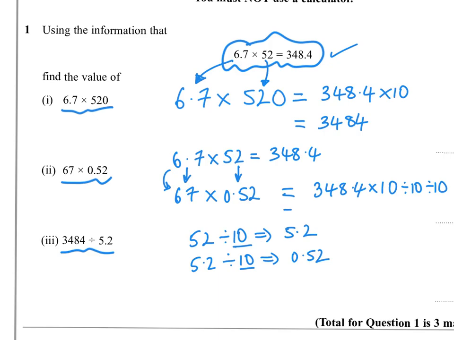So what would the answer be? Well, if we times something by 10 and then divide by 10, we're actually doing nothing to it, we're just timesing it by 1. So these are as good as cancelled out. So all we're left with is 348.4 divided by 10, which must be 34.84, and that should be the answer. Right, let's have a look at the last one.